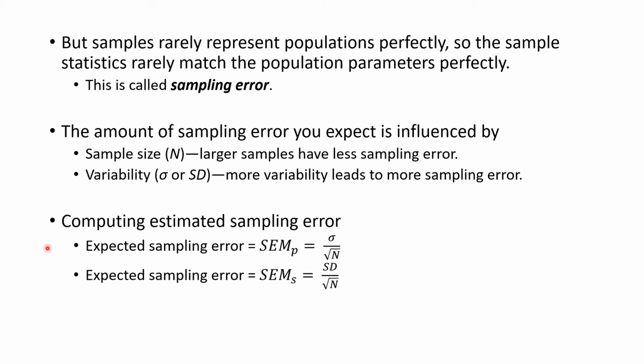So what you can do is compute expected sampling error before you do the study. You plan your study, you decide how much sample size you need based on these formulas. You have two formulas here. They're very similar. This is the formula you would use if you know the population standard deviation, called sigma. If you don't know the population standard deviation, you would use this formula. You would just use the sample standard deviation, and that would be your best guess at the sampling error you'd expect in your study.